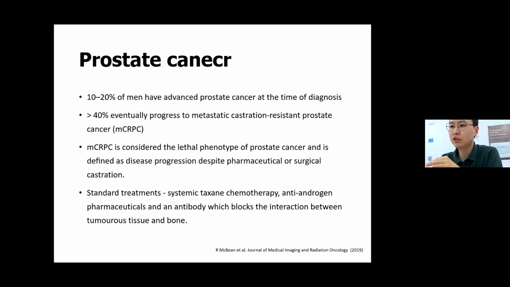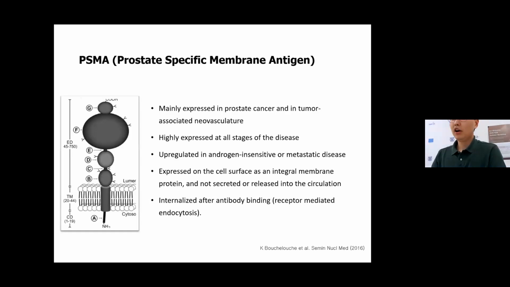For this mCRPC, the standard treatment now is taxane-based chemotherapy, anti-androgen pharmaceuticals, or an antibody therapy. But there are new options for mCRPC in which we have an interest. It targets prostate-specific membrane antigen, which is PSMA. It is mainly expressed in prostate cancer and tumor-associated neovasculature.